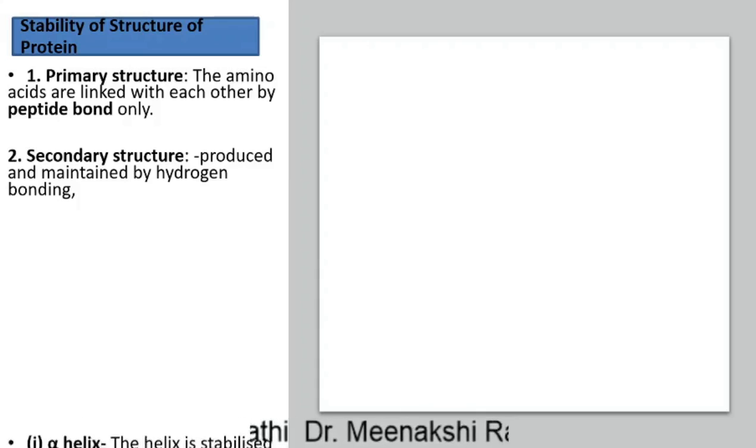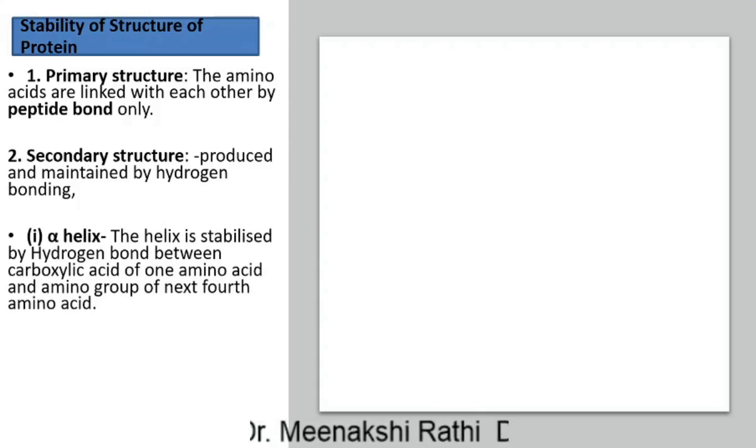First we will see about the alpha helix. In this alpha helix, the chain is coiled spirally, generally in the right handed manner, and this helix is stabilized by hydrogen bond between the carboxylic acid group of one amino acid and the NH2 group or amino group of the next 4th amino acid.